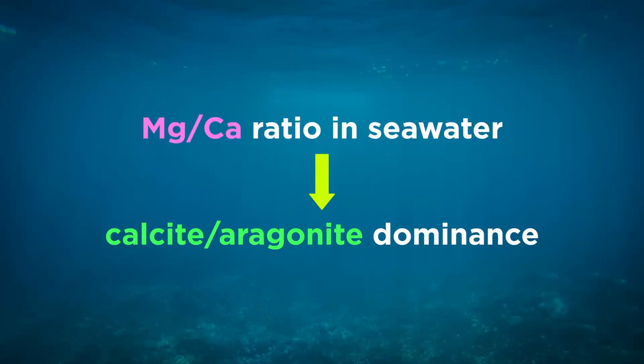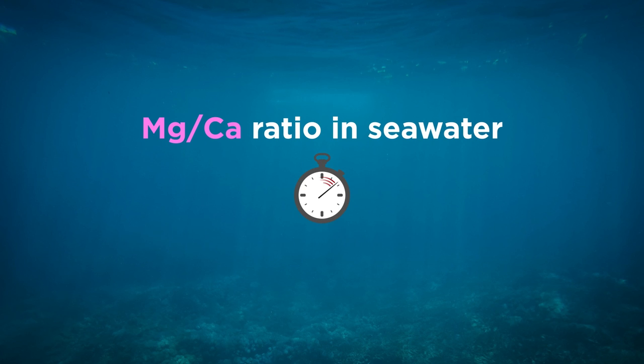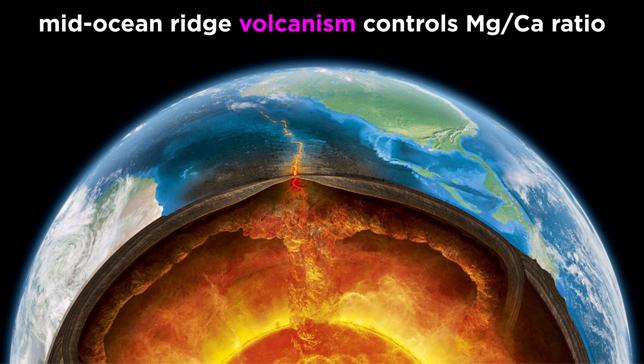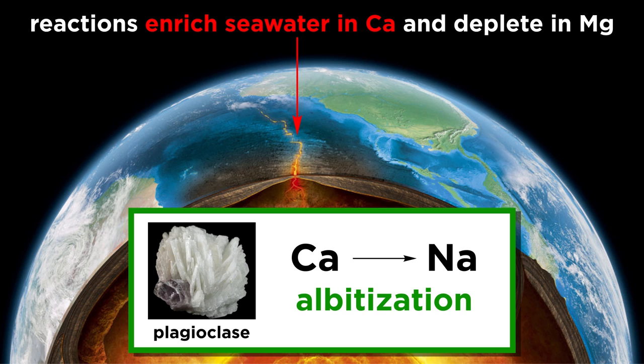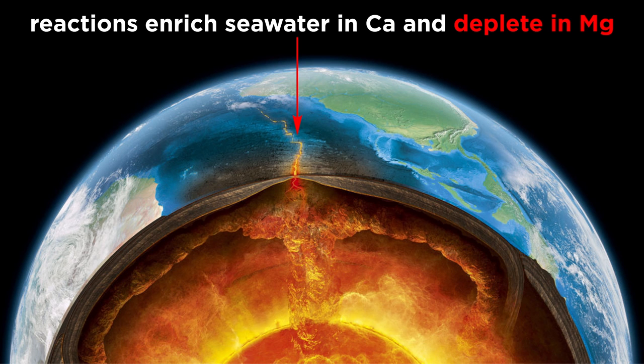In fact, we are currently living in a time of aragonite seas, where aragonite is the main carbonate mineral that precipitates from seawater. Whether marine sediments are dominated by aragonite or calcite depends on the magnesium to calcium ratio of seawater. This ratio varies throughout time and is mainly controlled by the magnitude of mid-ocean ridge volcanism, sometimes described as the rate of seafloor spreading. Hydrothermal reactions that take place near mid-ocean ridges enrich seawater in calcium and deplete it in magnesium. For example, plagioclase exchanges its calcium for sodium in seawater, becoming more sodium-rich in a process called albitization. The more volcanism at the ridge, the smaller the magnesium-calcium ratio will be.